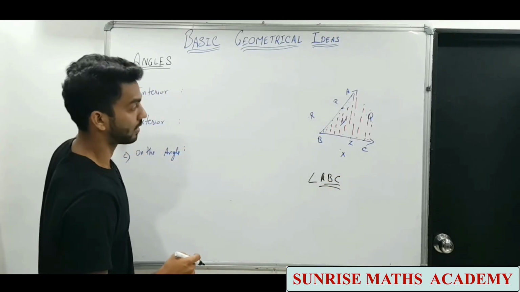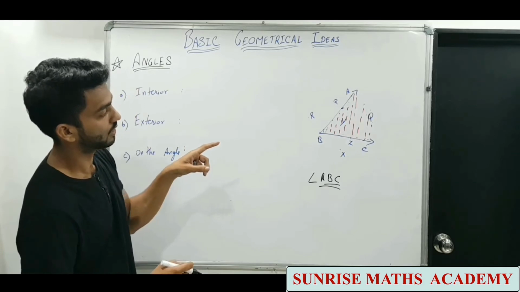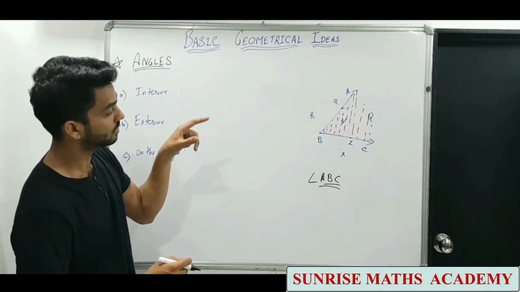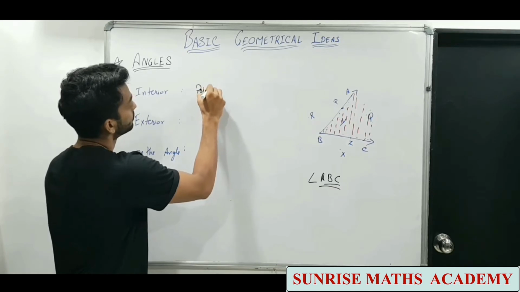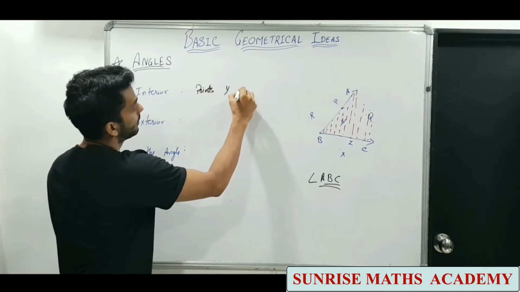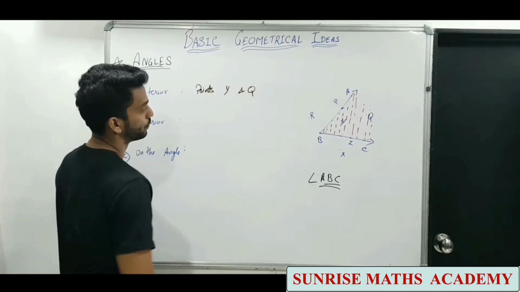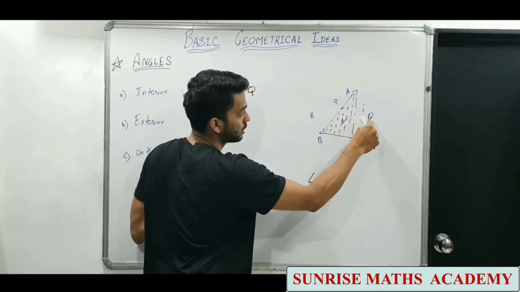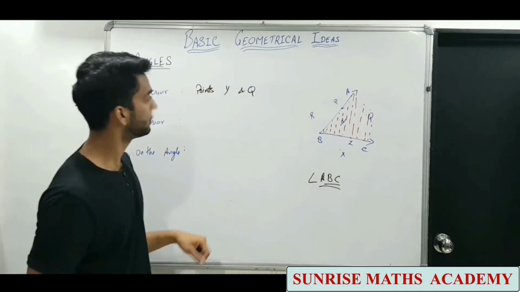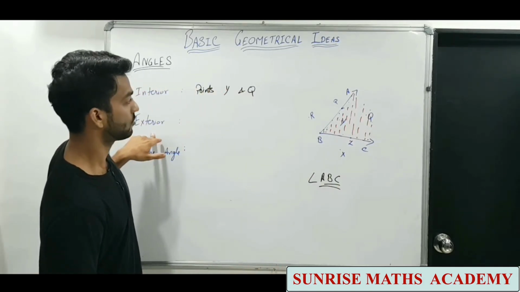In the interior of this angle, the shaded part that I have shaded with red is the interior. In the interior we have points Y and Q. These 2 points are in the interior. This is point Y, this is point Q. And the next will be the exterior.